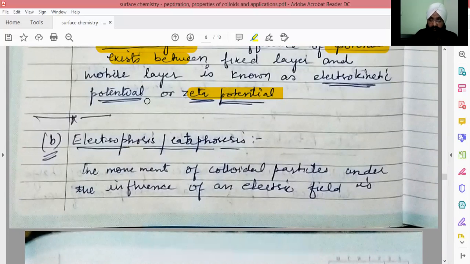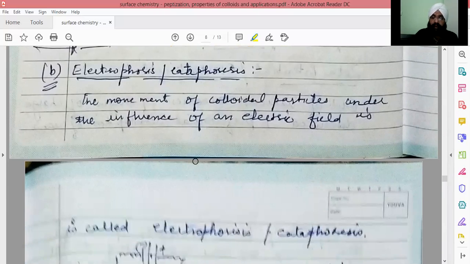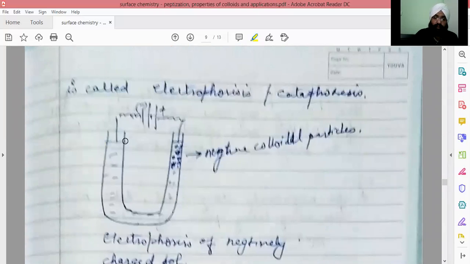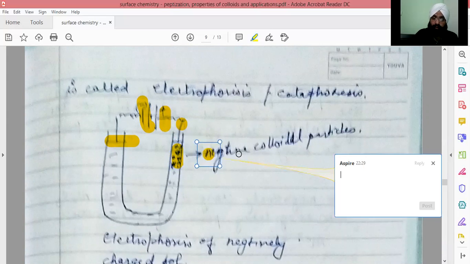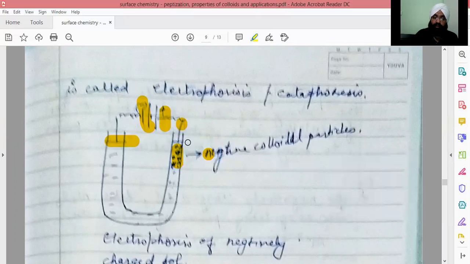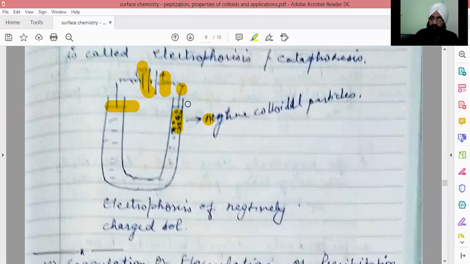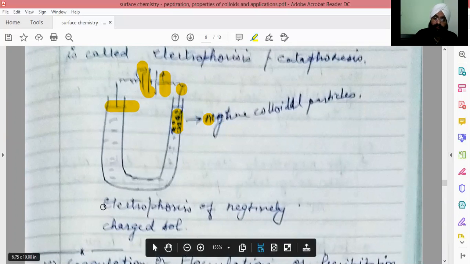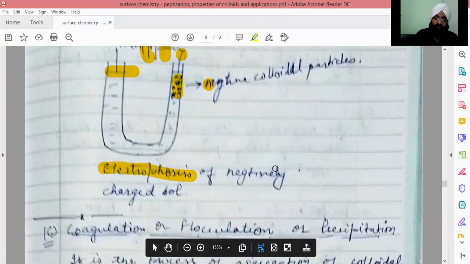Next, second electrical property. The first electrical property is the charge on the colloidal particles, and the second electrical property is electrophoresis or cataphoresis. As the particles are charged, when they are placed in an electric field, the particles always move towards the opposite electrode. So negative colloidal particles will accumulate at the positive electrode when an electric field is applied, and this process is known as electrophoresis.